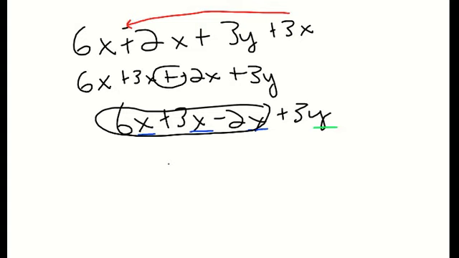What order do we add them in? Well, remember, the associative property says it doesn't matter what order we add them in. I'm just going to go left to right. 6 plus 3 is 9. 9 minus 2, or 9 plus negative 2, would be positive 7x. So now we get 7x plus 3y was the answer.